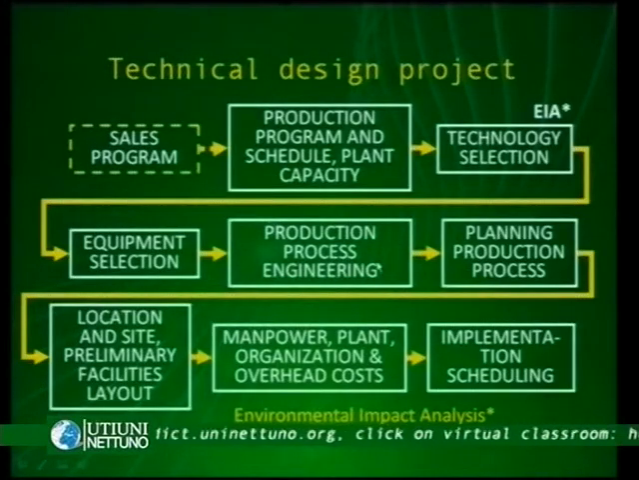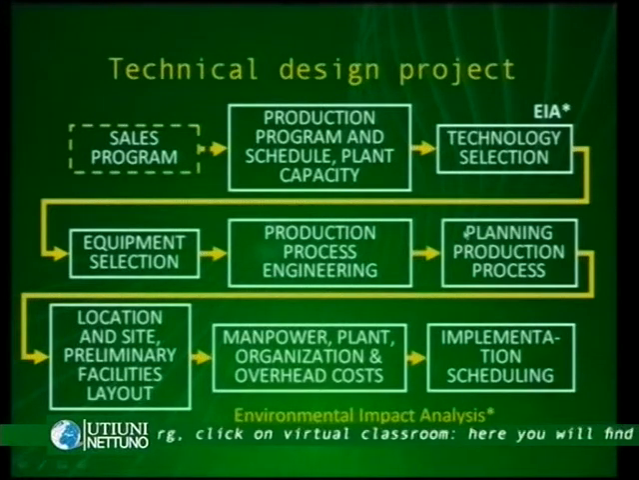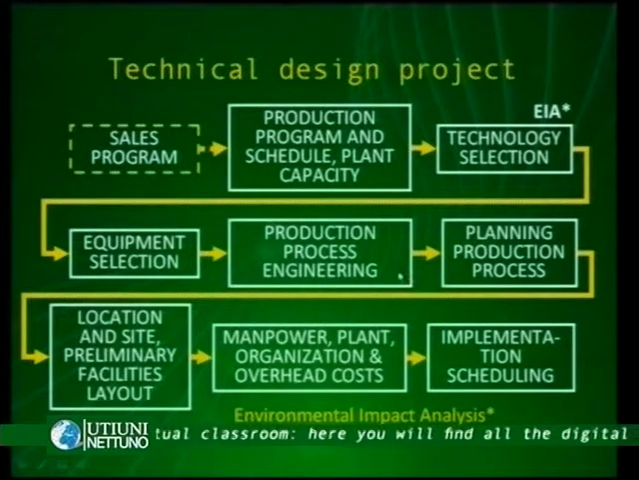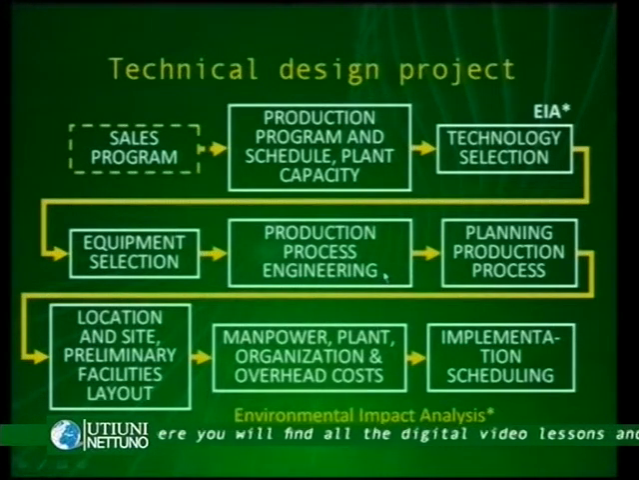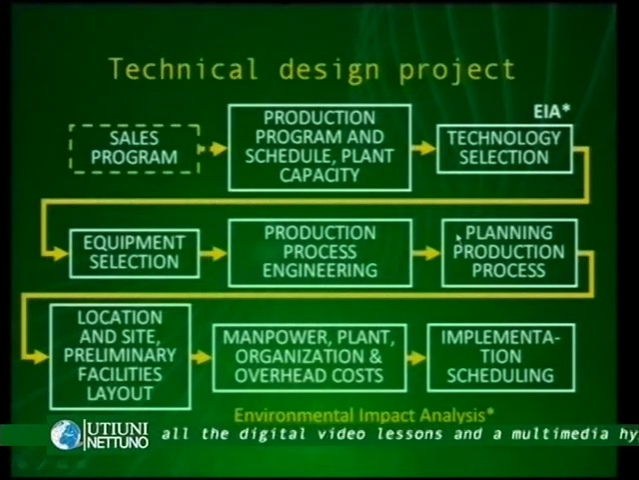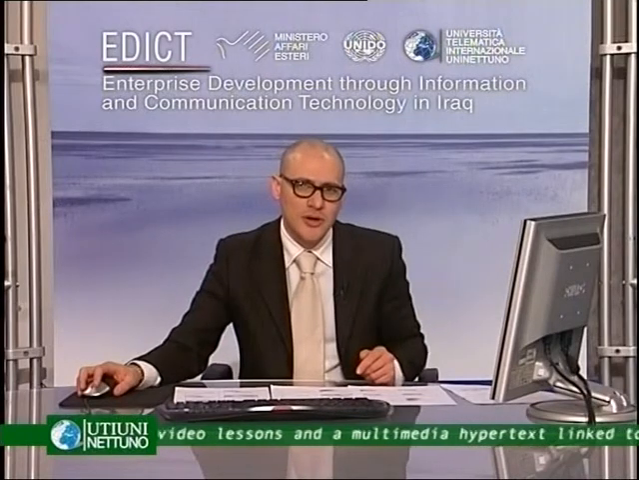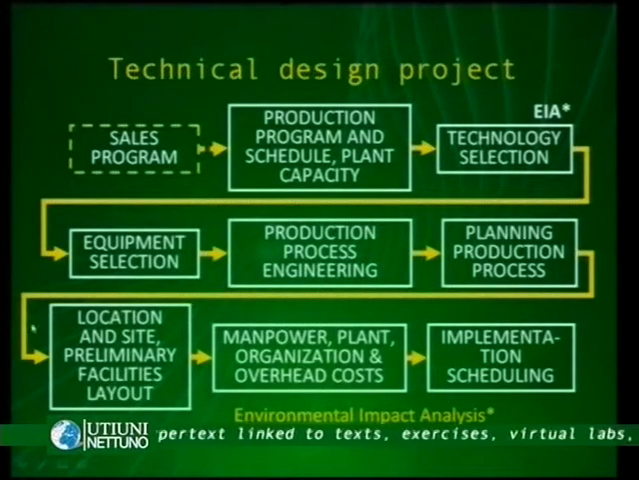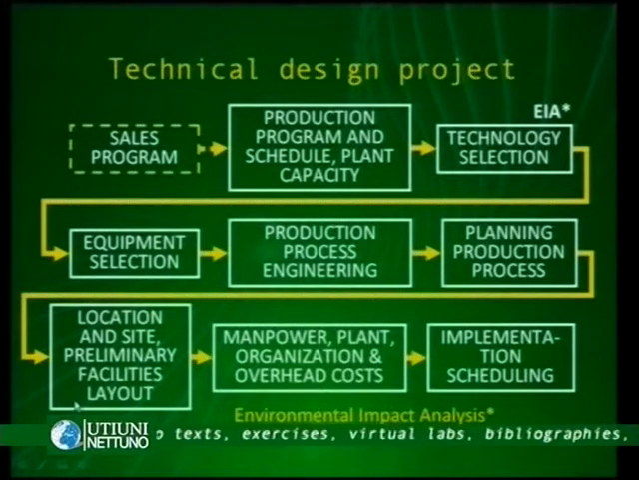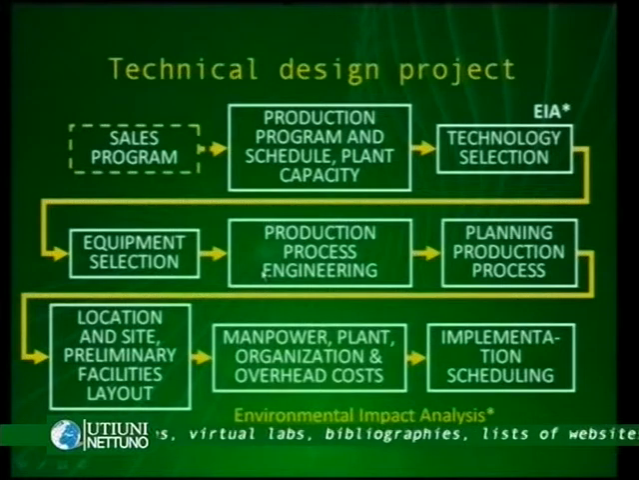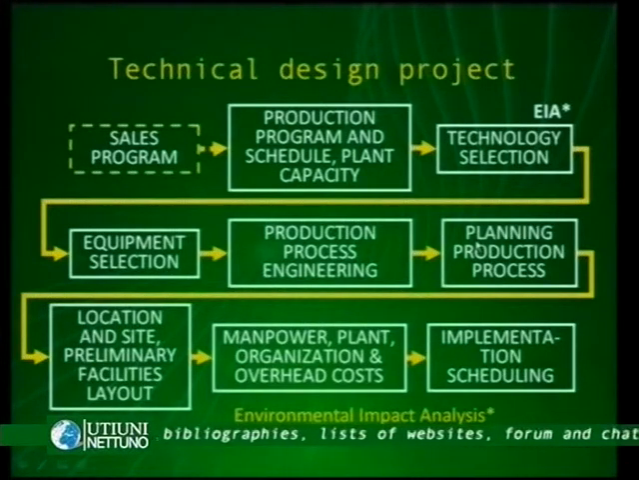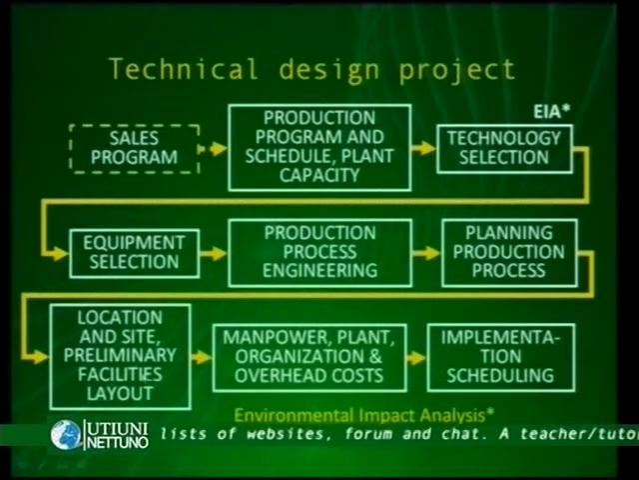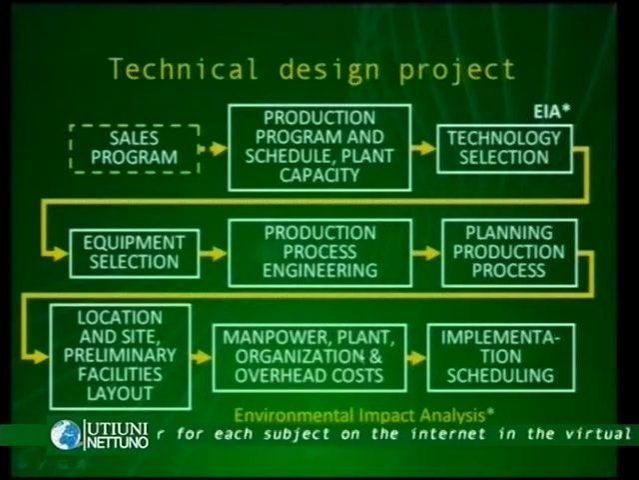Once the processes have been designed, it's possible to proceed to planning production processes. So we switch from engineering, which is the design, to planning, which is the definition again of actions and times related to the engineered plan. And then we have location and site, preliminary facilities layout. Once we have engineered the activities and planned the activities themselves, then we have to work on the layout, the physical layout of facilities.